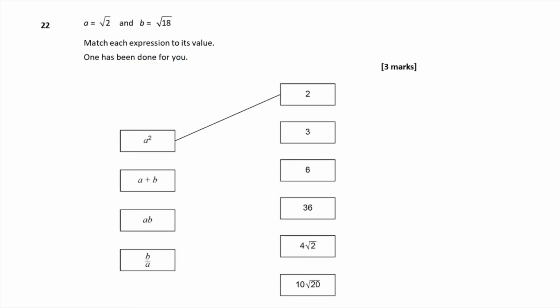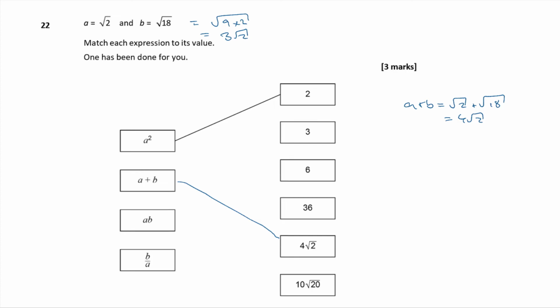Okay, we're done there. Question 22, a is root 2, b is root 18, match each expression to its value. One has been done for you. So if a is root 2, then a squared is going to be root 2 squared, which is 2. That one's been done. So a plus b is going to be root 2 plus root 18. Okay, can we express root 18 as a multiple of root 2? Well, if you think about it, root 18 is the same thing as root of 9 times 2, which is the same thing as 3 root 2. So adding root 2 to 3 root 2, that's giving me 4 root 2 then, isn't it? So that one there goes with 4 root 2.